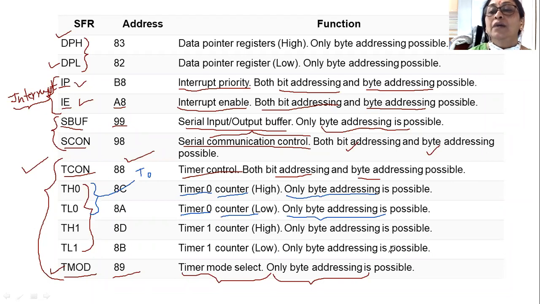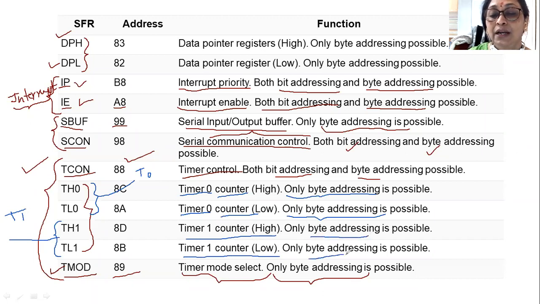Okay, if you are designing delay, then in that case you have to use these timer counter registers. Similar to TH0 and TL0, TH1 and TL1 registers are there, and these are related to timer 1. TH1 is the timer counter higher order byte, and TL1 is the timer 1 counter lower order byte. So these are also only byte addressable.